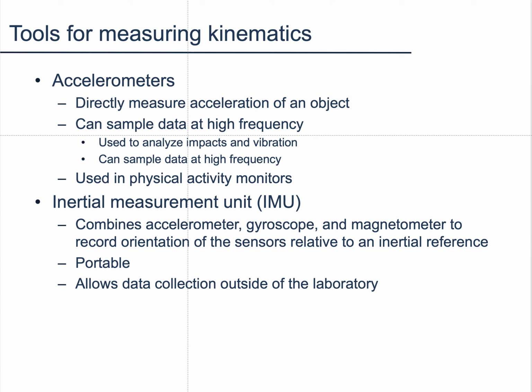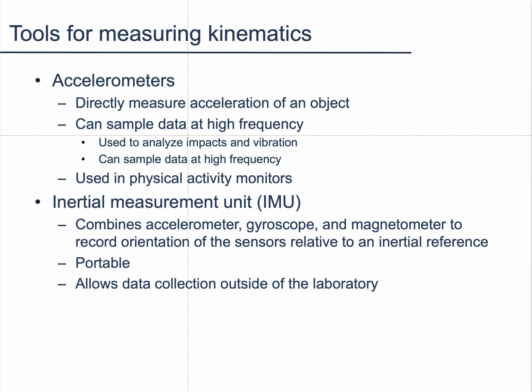Accelerometers are used to directly measure the object's acceleration. Accelerometers can typically sample data at a high frequency and therefore can be used to analyze impact and vibration of the objects. The force applied to the object during the impact is equal to the mass of the object times its acceleration. This is why accelerometers can be used to analyze impact force.